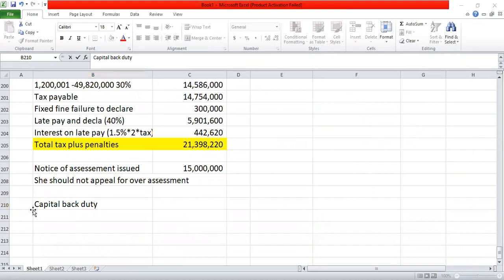How is the decision taken? What is the rationale of the advice? Because this is the notice of assessment. The question was, should she appeal? That was the question we were answering. Should this person appeal for over-assessment? Based on what we are calculating, if she appeals, she will pay this. If she pays what was assessed, there will be no problem for her. So she shouldn't appeal for over-assessment, because if she appeals, she will pay more.